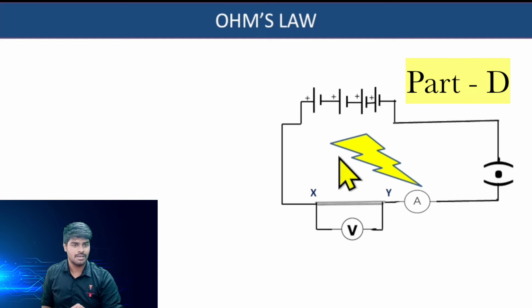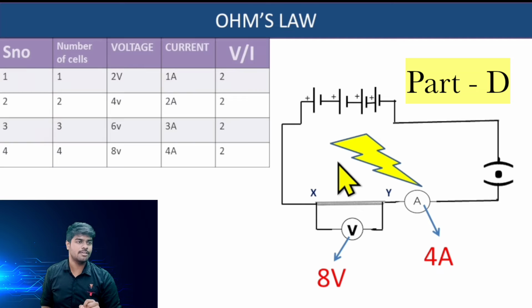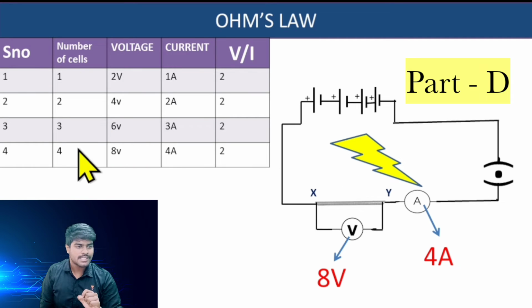Just put a guess on it. Voltmeter reading is 8 volt. Ammeter reading is 4 ampere. Table please. Yeah, thank you so much. Number of cells connected: 4 cells. Voltage reading 8 volt. Current reading 4 ampere.